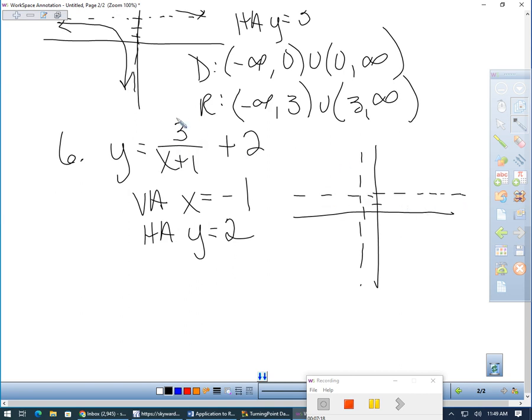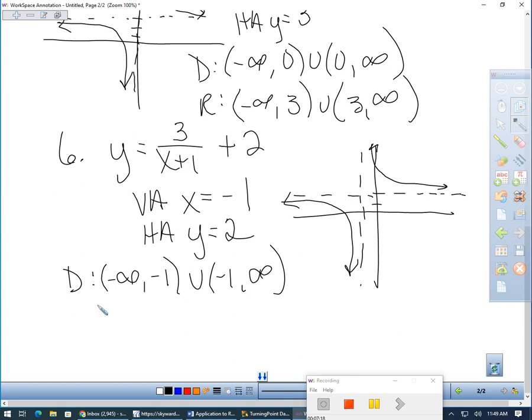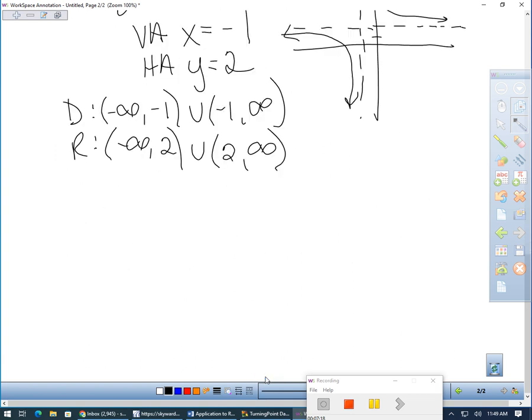Since my a value is positive, this is in the first and third quadrants. My domain, the only place it cannot exist is where my vertical asymptote is. So that's negative infinity to negative 1, negative 1 to infinity. My range cannot exist where my horizontal asymptote is. Negative infinity to 2, 2 to infinity. And the last two problems today, you're writing the equation.